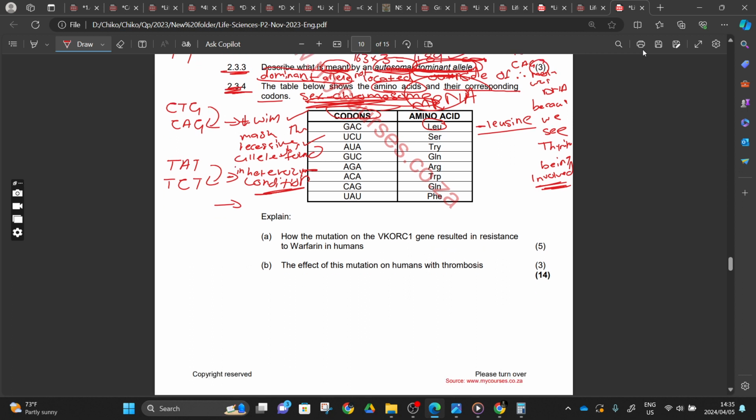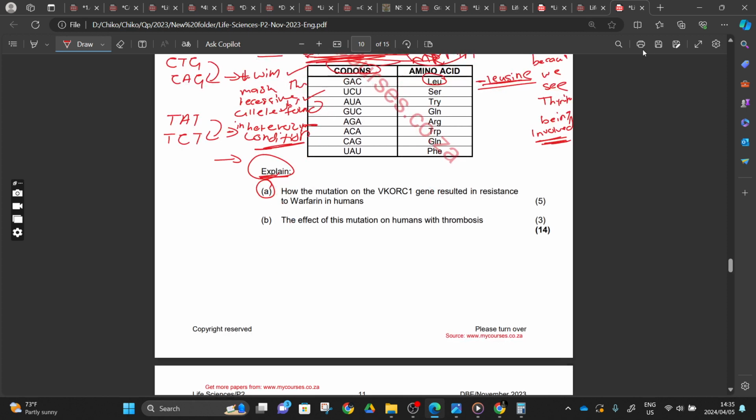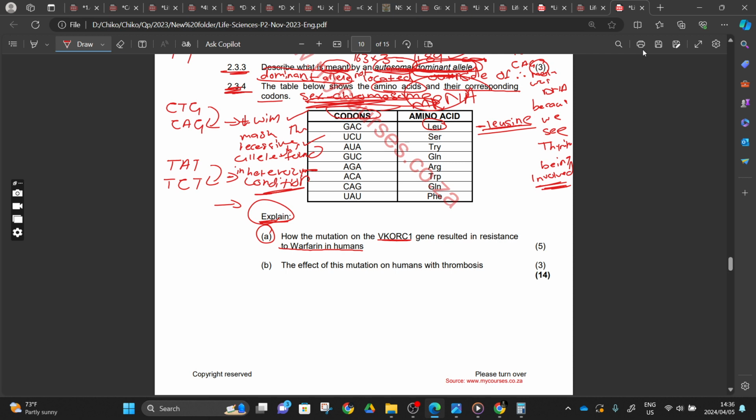So whatever they give you, if they give you an abbreviation, just write the abbreviation. If they give you a full name, you can give the full name, but you will not be required to know these names. So question A says: explain how the mutation on the VKORC1 gene results in a resistance to this. Just explain to us why the mutation in this gene results in resistance.